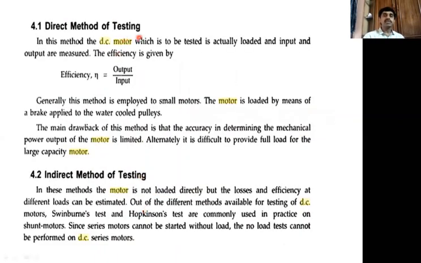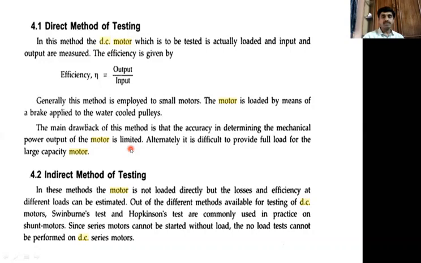In the direct method of testing, the motor to be tested is actually loaded and the input and output are measured. Therefore, efficiency is given by output by input. This method is employed for small motors, because the motor is loaded by means of a brake applied to water cooled pulleys. The main drawback of this method is that the accuracy in determining the mechanical power output of the motor is limited.